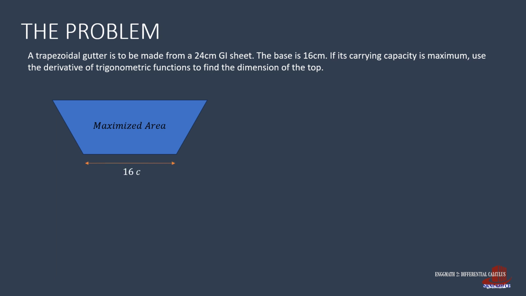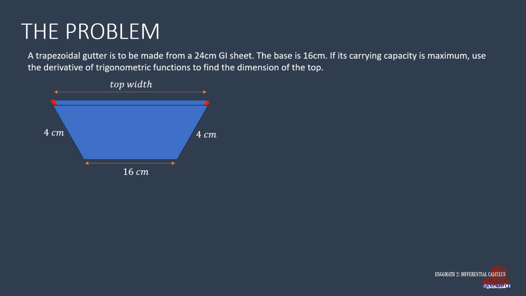The trapezoid has a base width of 16 cm, and having a GI sheet of 24 centimeters, this means that the sides of the gutter have lengths of 4 cm to come up with the 24 centimeter perimeter. We are to identify the top width of the gutter to maximize its capacity.